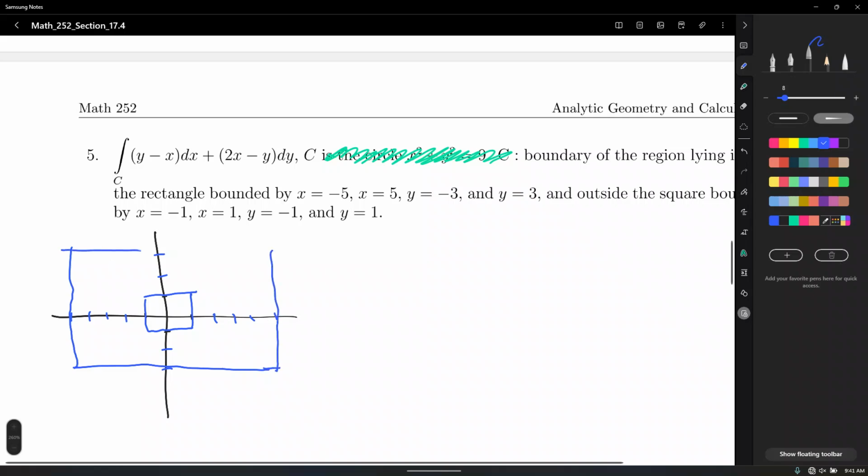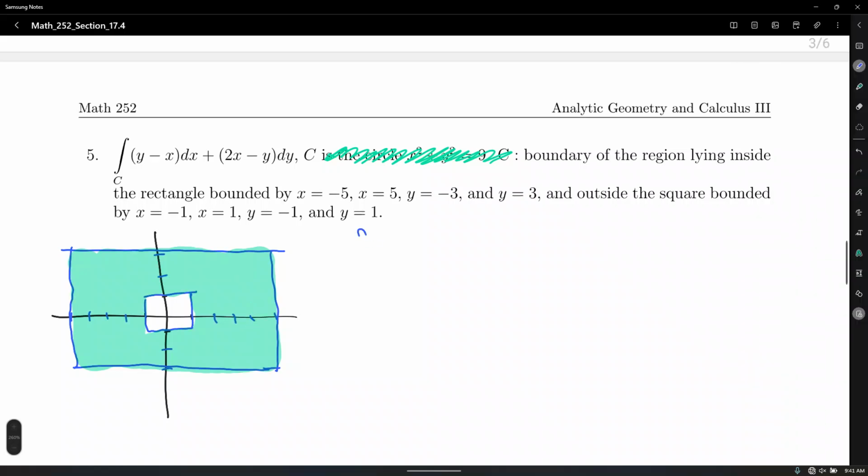So that is going to be our region of integration this time. That is outside of the tiny square, inside of the big rectangle. So that is our region. All right, so let's go for it.